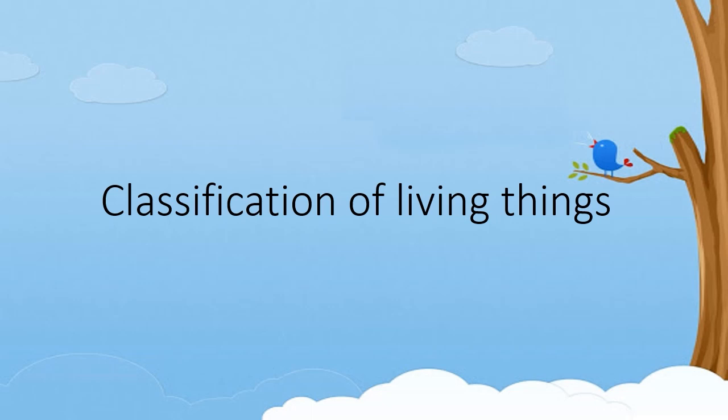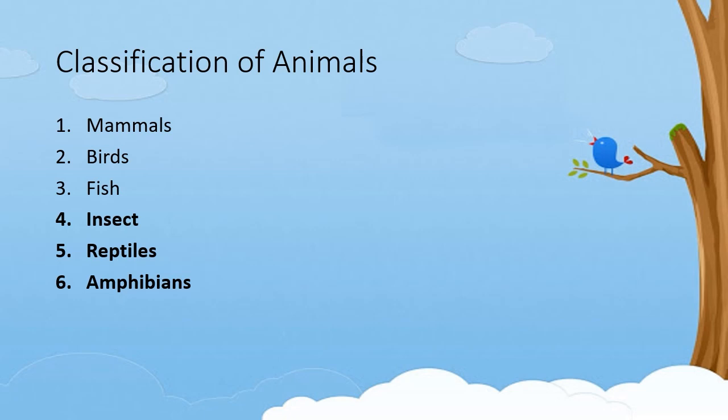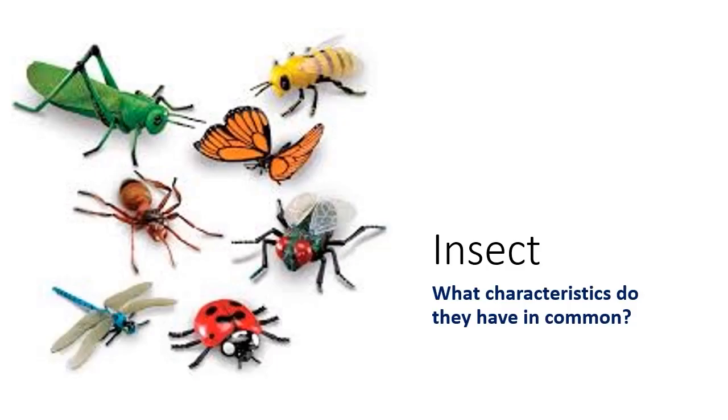Classification of living things, Part 2. In Part 1, you already learned about mammals, birds, and fish, and now we are going to learn about insects, reptiles, and amphibians. Have you seen the animals here? I believe that these animals are familiar to you. Why? Because sometimes we can see them around. We call them insects. Now, from the picture alone, can you tell what some common characteristics that they have are?